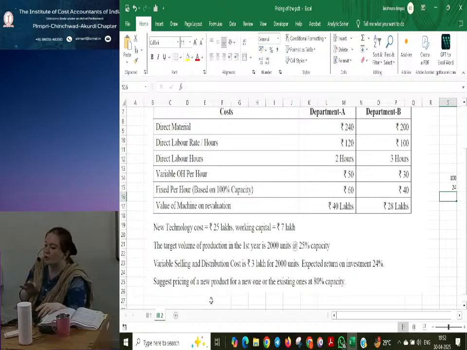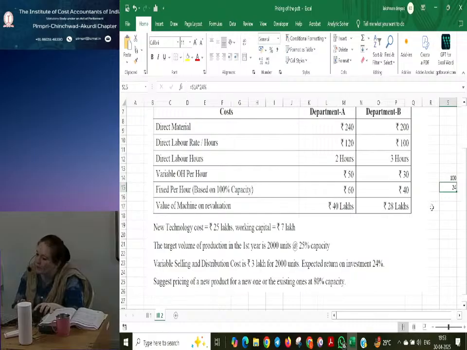Suggest the pricing of a new product at 80% capacity. So we go for a new one, right? The return that you are expecting is 24 lakhs. Apart from that, what is the cost? Cost plus the return should be the price. Cost is your cost of goods sold, plus return on investment is your profit. We also have variable selling and distribution cost, so cost of sales plus profit is equal to the price, which is the selling price.